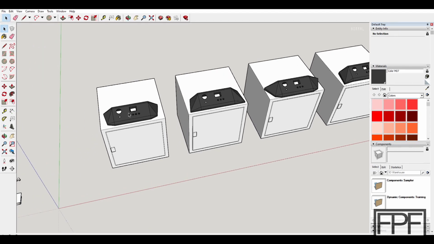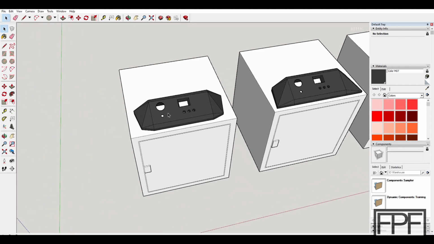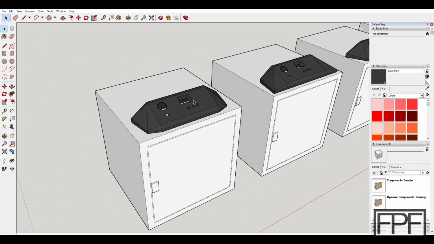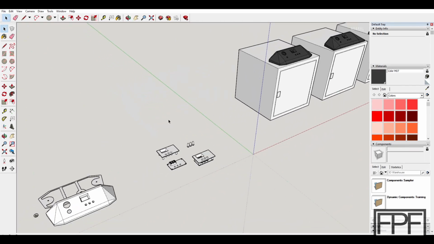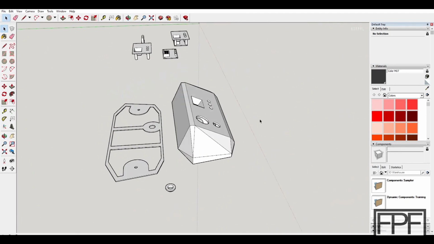But I ultimately chose the aesthetic of this one and then went ahead and did all the rest of the modeling to actually incorporate this board. And that is this over here.